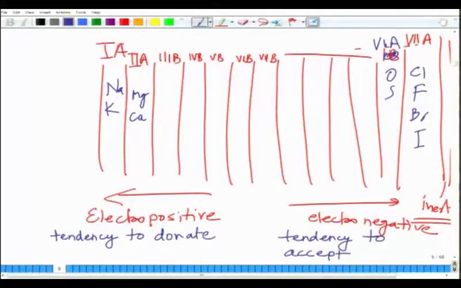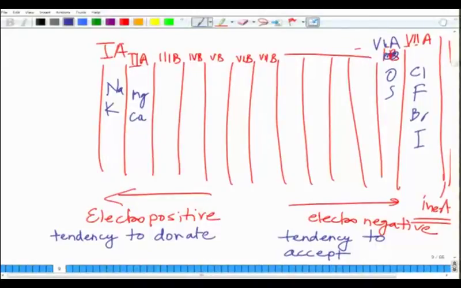In the middle you have atoms right up to column 3A, boron, aluminum, and you mostly have elements which tend to give away the electron. So on this side you have electropositive elements, on this side electronegative elements, and when you mix these elements with each other, you form bonds, because one has a tendency to give away, another has a tendency to take, and that is where the bonds are formed.